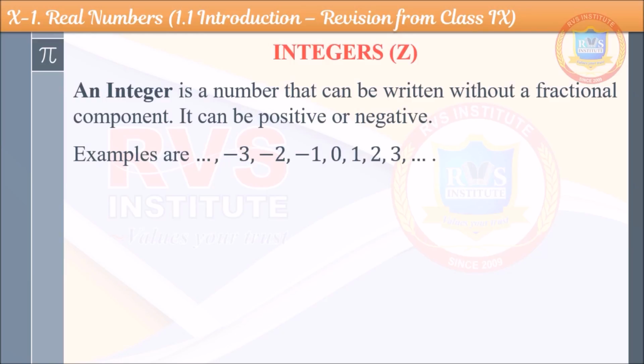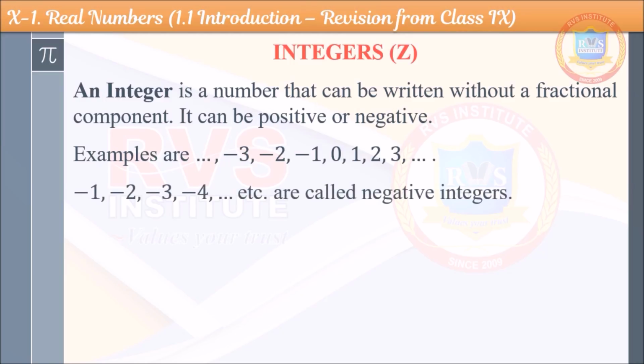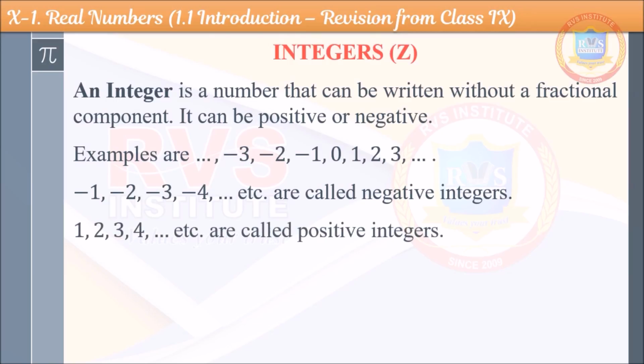We can say all the whole numbers are integers, but all the integers are not whole numbers, as integers include negatives of natural numbers. -1, -2, -3, -4, these numbers are called negative integers, having a negative sign before them. 1, 2, 3, 4 etc. are called positive integers. 0 is neither positive nor negative.